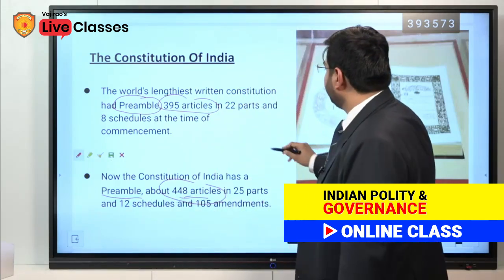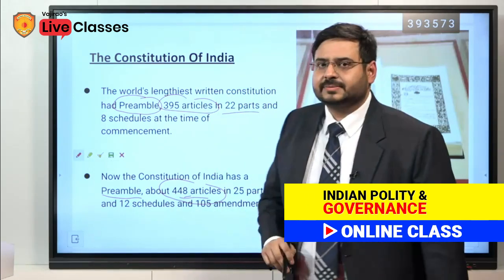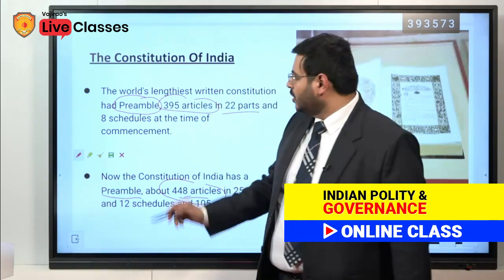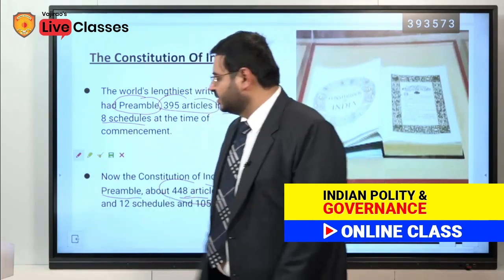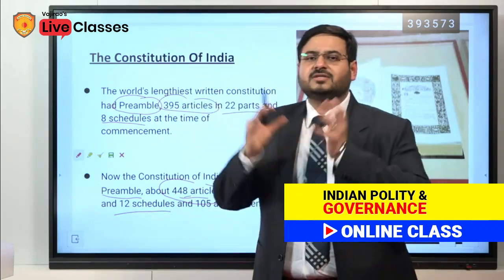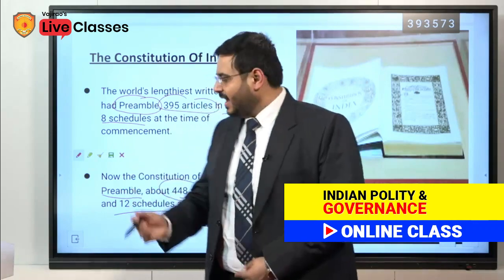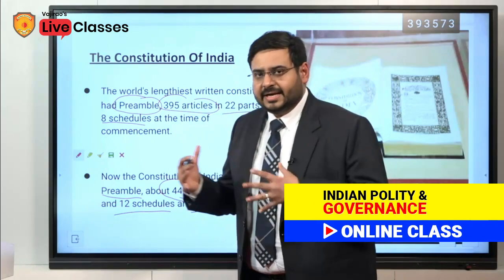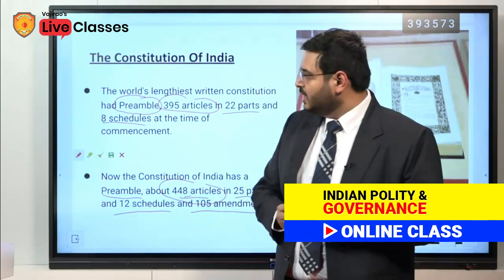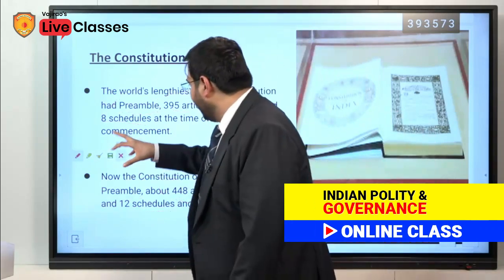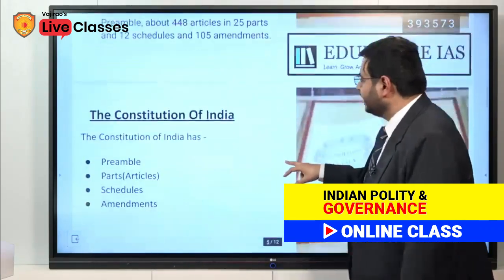Now the original Constitution had 22 parts, the present Constitution has 25 parts. The original Constitution had 8 schedules, the present Constitution has 12 schedules. The original Constitution had no amendments, and the present Constitution has 105 amendments. The latest is the 105th amendment. So this is the evolution of the Constitution that we have to understand in detail now.